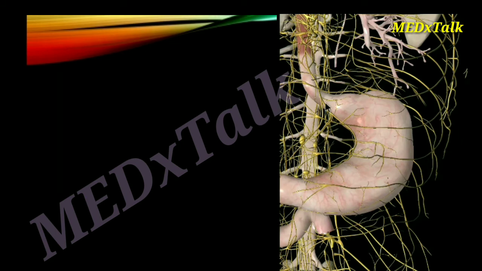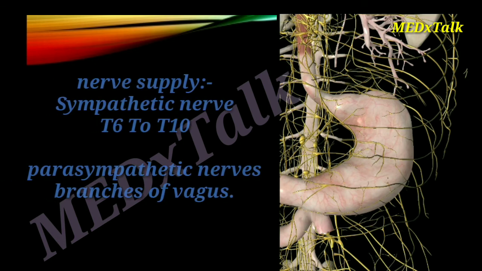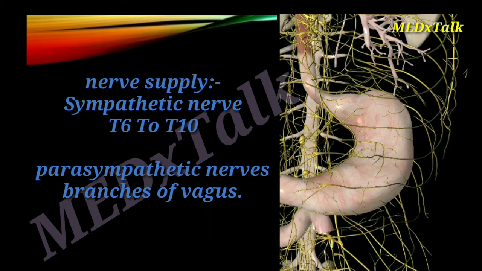Now we discuss the nerve supply of the stomach. The stomach is supplied by sympathetic and parasympathetic nerves. The sympathetic nerves are derived from the T6 to T10 segments of the spinal cord. The parasympathetic nerves are derived from the branches of the vagus nerve.